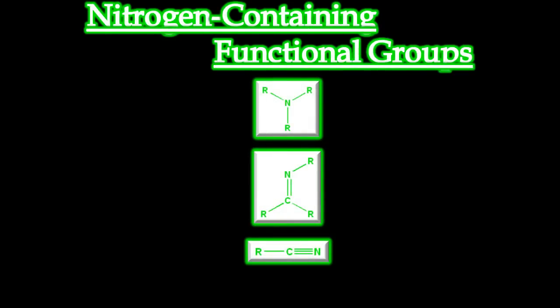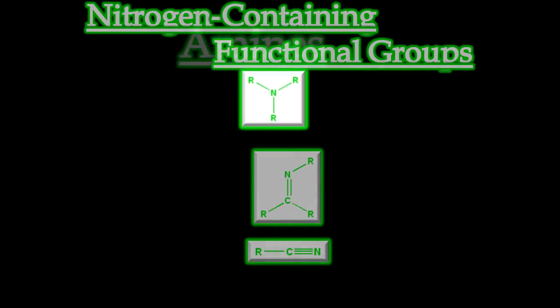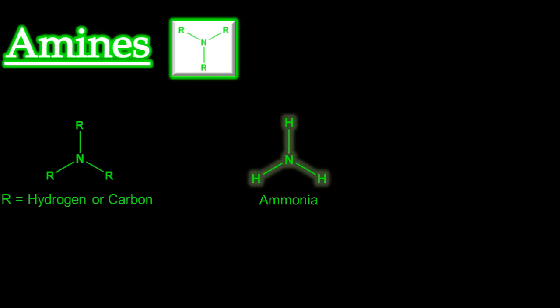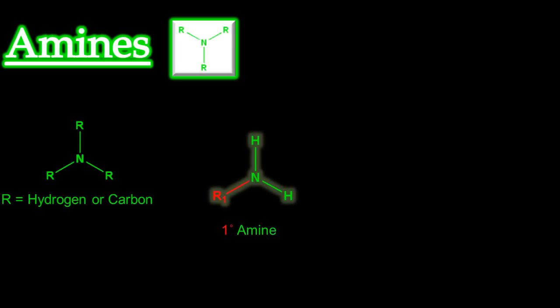Nitrogen-containing functional groups. We'll start off by first taking a look at amines. Amines feature a nitrogen that is singly bonded to three other groups. One nitrogen featuring three hydrogens is ammonia, which is the simplest of all amines. If one of the hydrogens of ammonia is replaced with a carbon group, then this results in what is referred to as a primary amine.